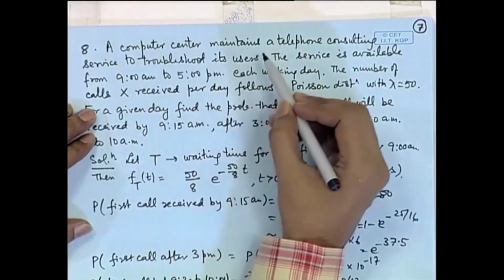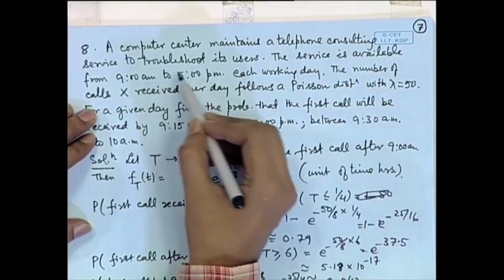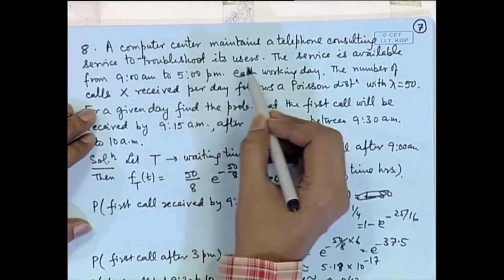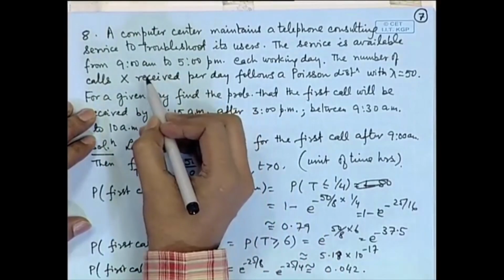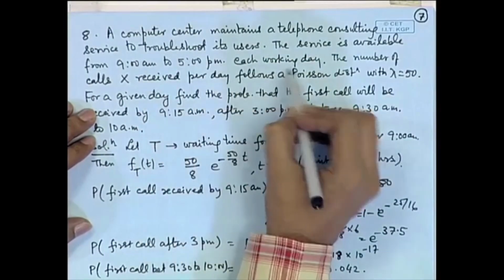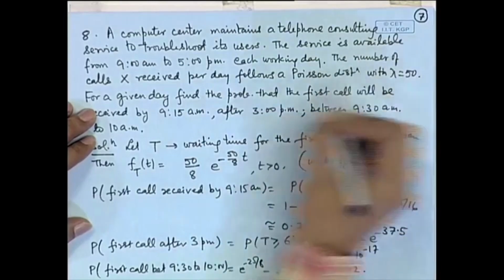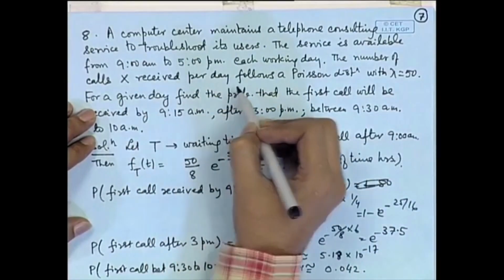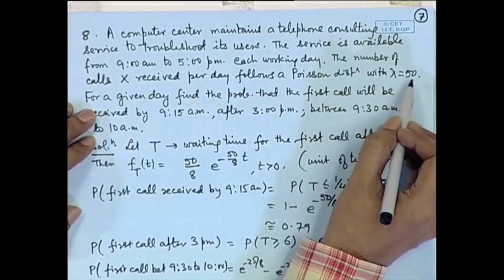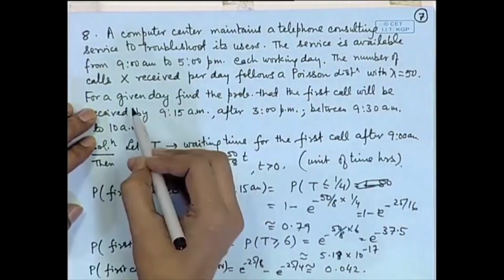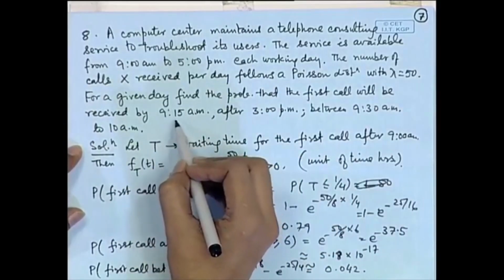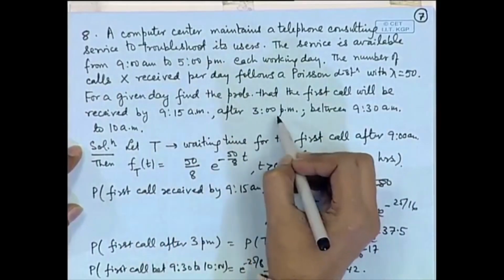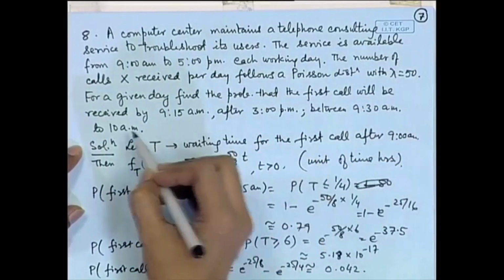A computer center maintains a telephone consulting service to troubleshoot its users. The service is available from 9 a.m. to 5 p.m. each working day. The number of calls x received per day follows a Poisson distribution with lambda equal to 50. For a given day, find the probability that the first call will be received by 9:15 a.m., after 3 p.m., between 9:30 a.m. to 10 a.m.